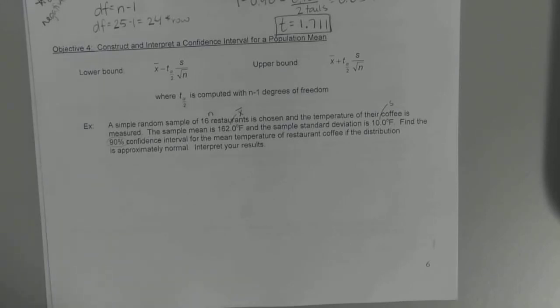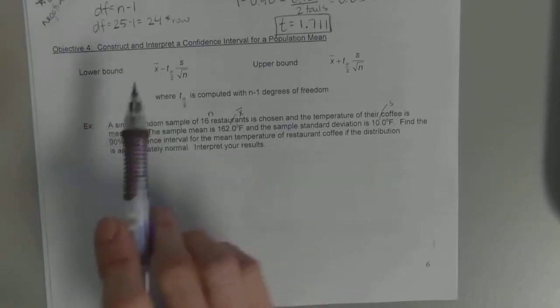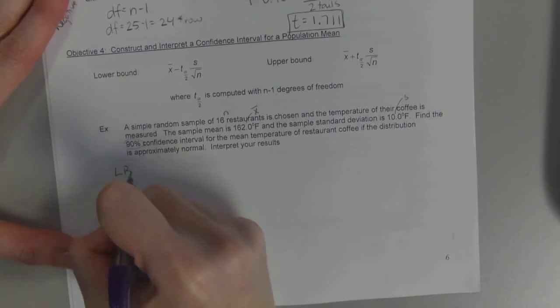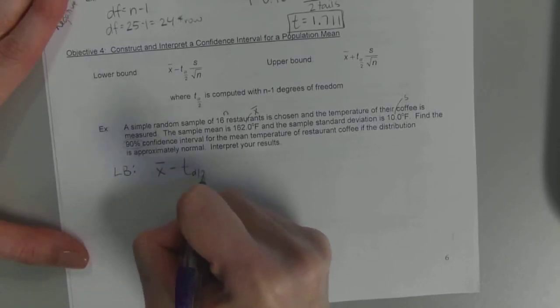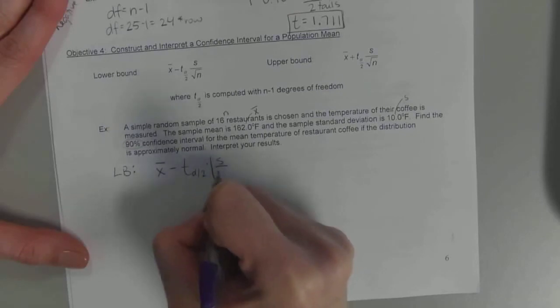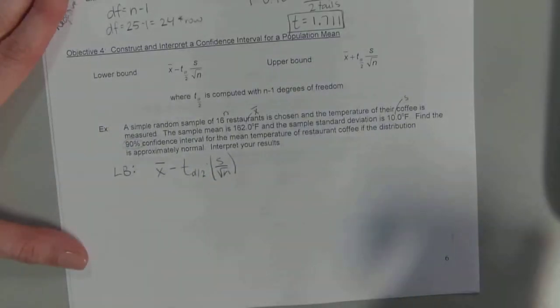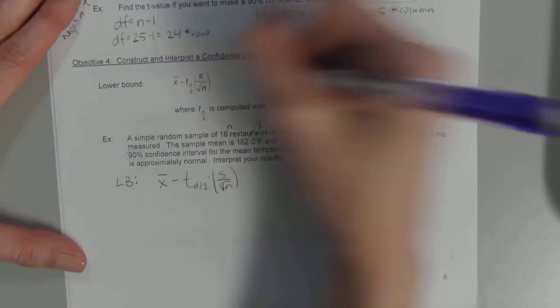Notice it's not talking about proportions or percentages at all. It has the word mean in there. So we're going to use this formula. So our lower bound is just going to be x bar minus t alpha over 2 times, I put s over root n in parentheses. You don't have to, but I do.